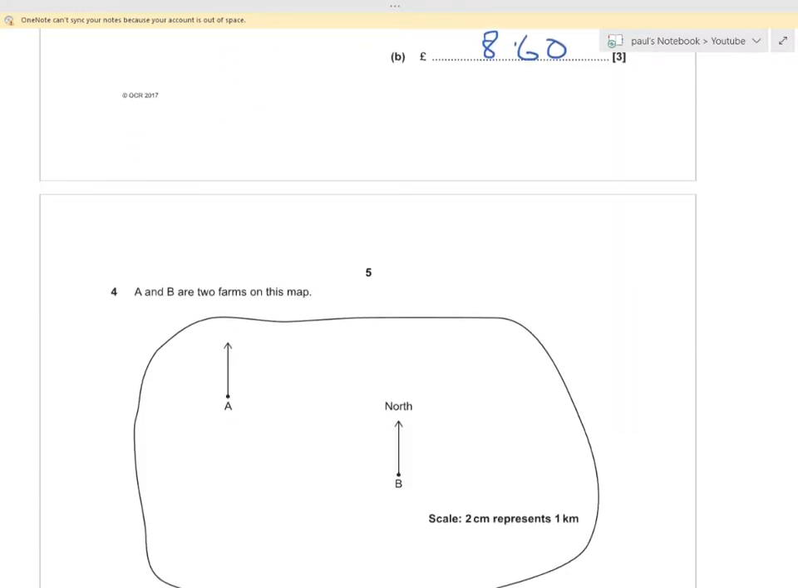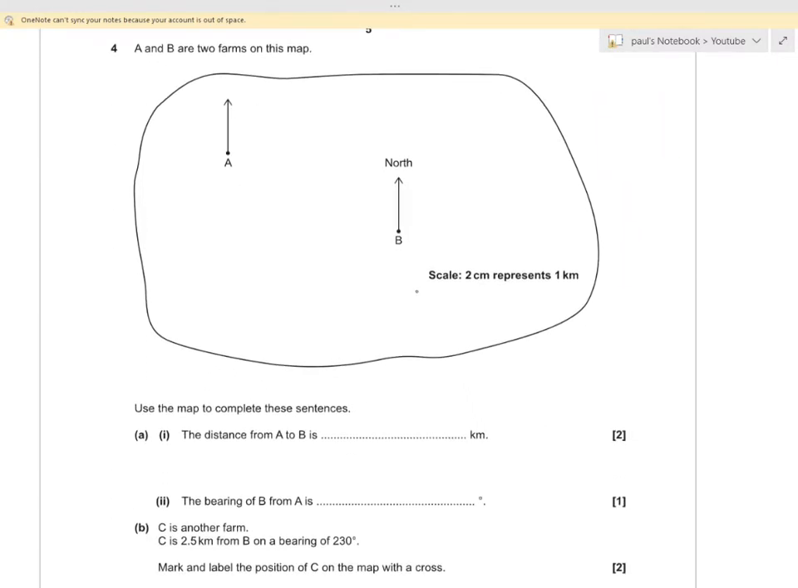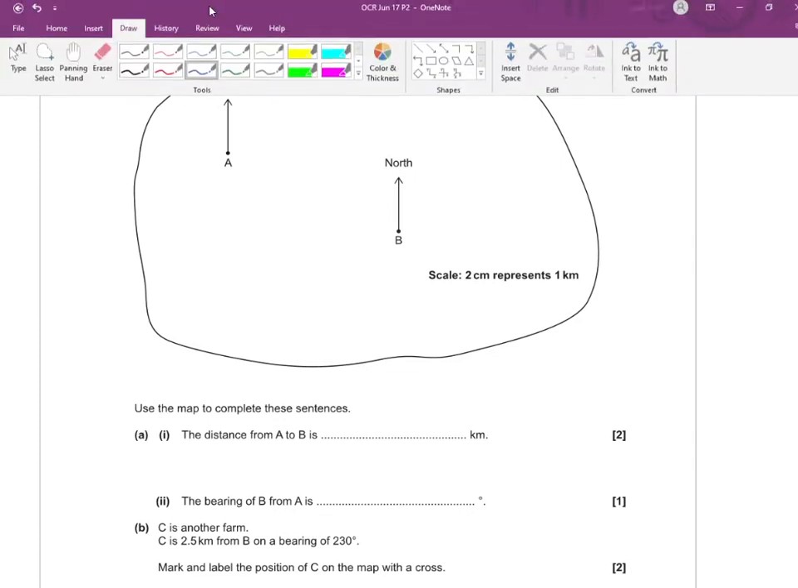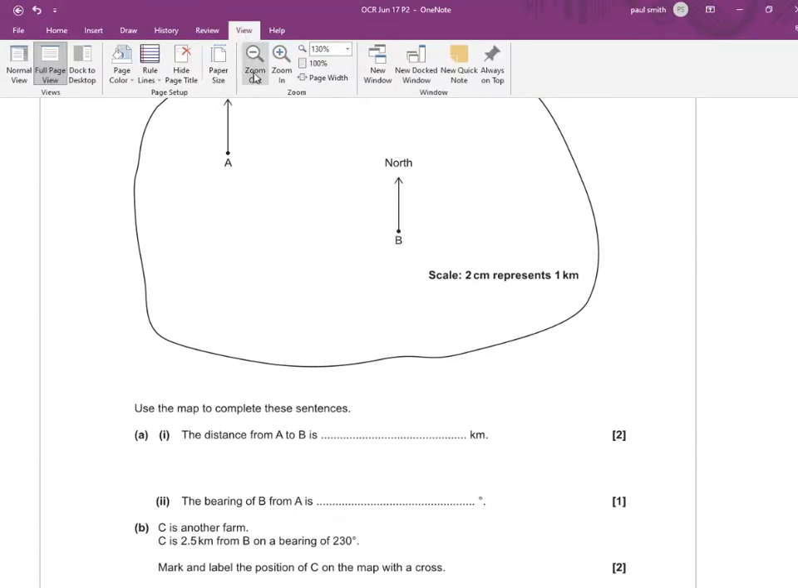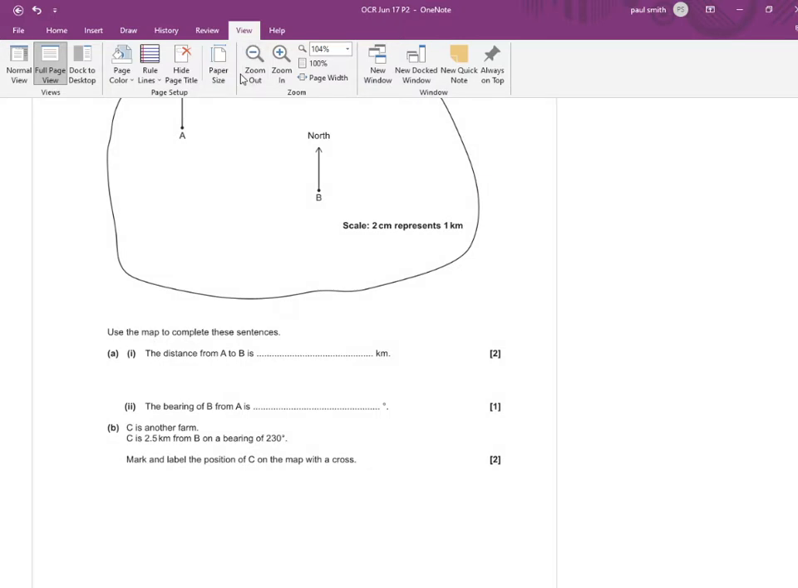Ooh, it's too complicated. A and B are two farms on the map. The scale, 2 centimetres is a kilometre. Use the map to complete the sentence. The distance from A to B is. So you're going to have to measure that. Now, that's a bit bigger than an A4 piece of paper on the screen I'm looking at. So maybe I can make it just a little bit smaller, and even that's a bit big.